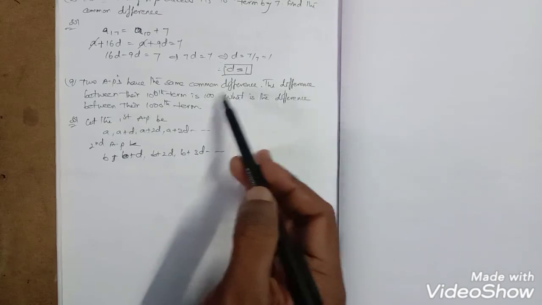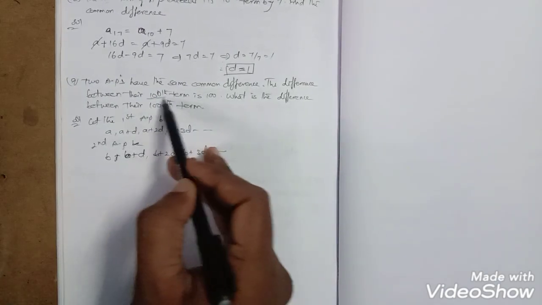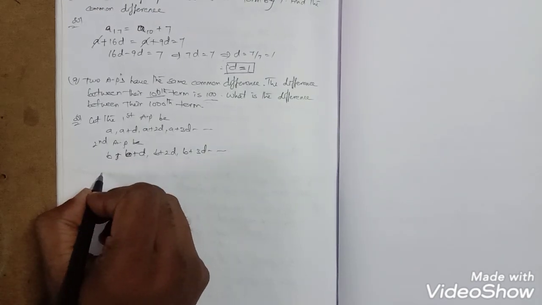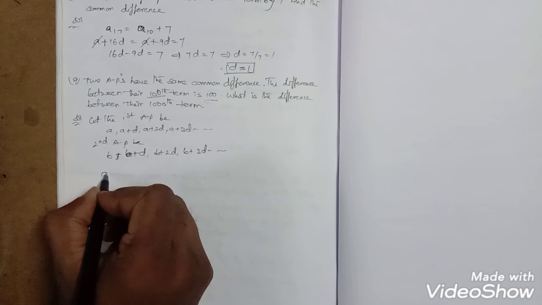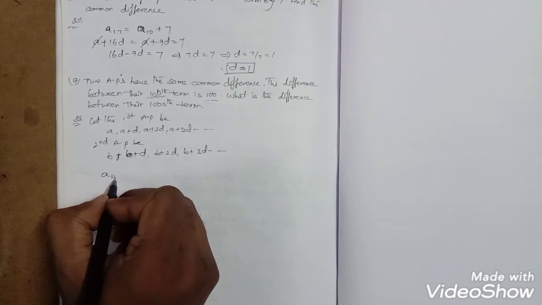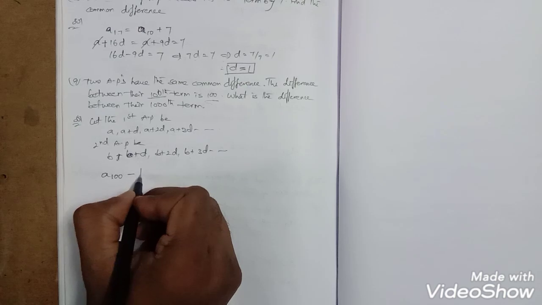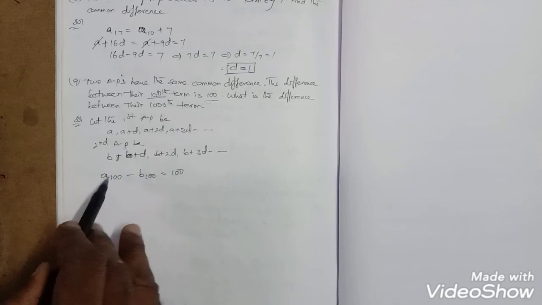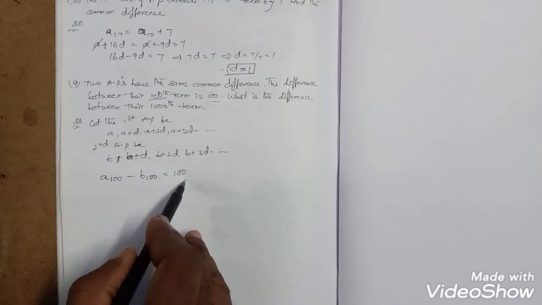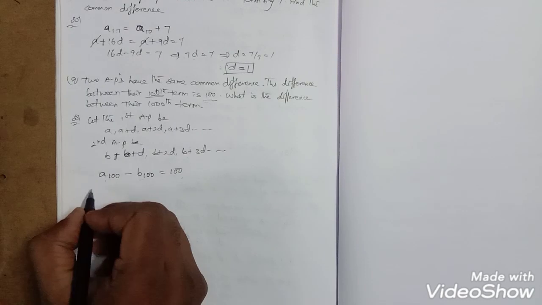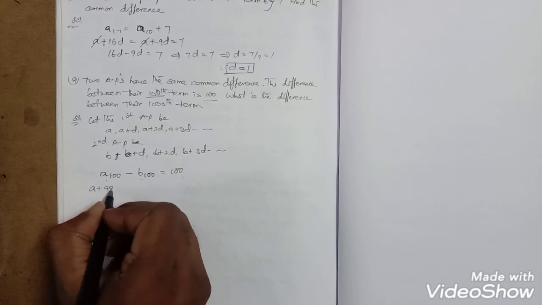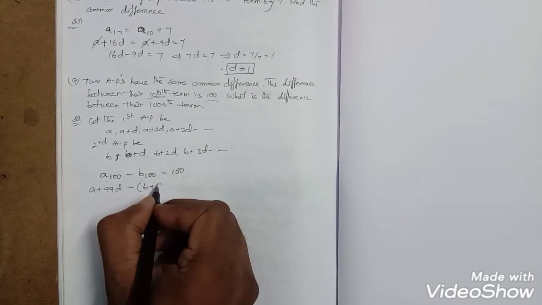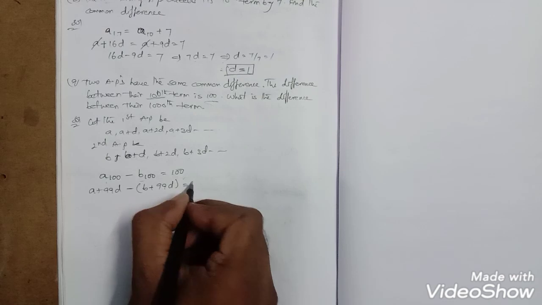Now what they have given here, the difference between these two progressions of 100th term is 100. So I can write this as A100 minus B100 is equal to 100, right? The difference of these two arithmetic progressions is 100 they have given. Now what is A100? So A100 is nothing but a plus 99d, and B100 we can write as b plus 99d is equal to 100.